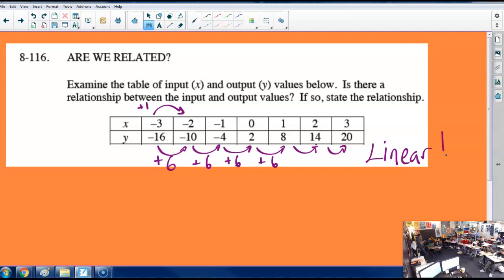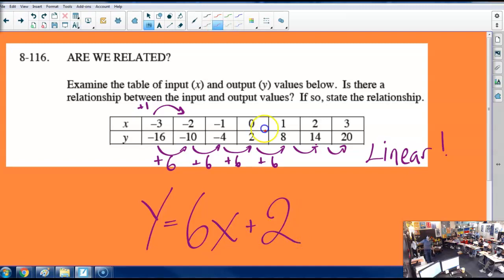Hazel, do you have a question? No, I just figured out the rule. Ooh, so there's another part to the rule. Do you know the other part about where we start? Y equals 6x plus 2. How do you know the +2? Because when x is 0, y is 2.